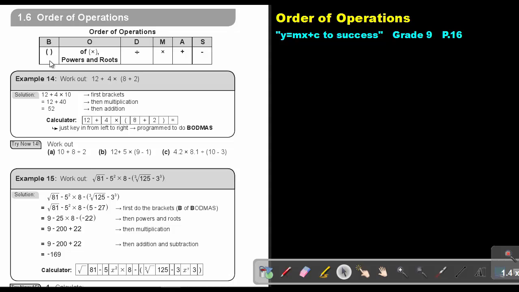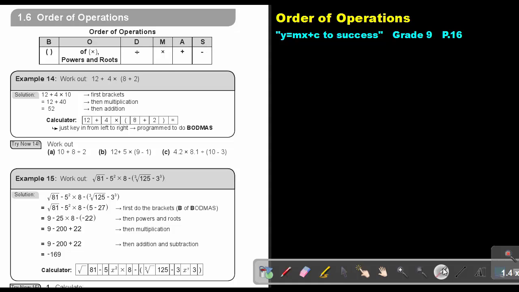Always first do brackets, then of, or if there's a power, or if there's a root. Then do division and multiplication from left to right. So if multiplication comes first, you do multiplication and then division. And then the same with addition and subtraction, from left to right. If subtraction comes before addition, then you first do subtraction, then addition.